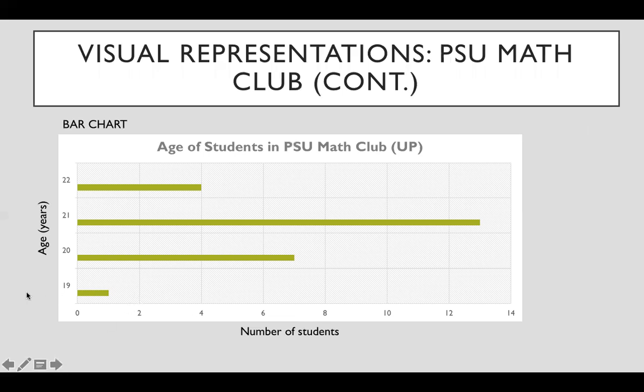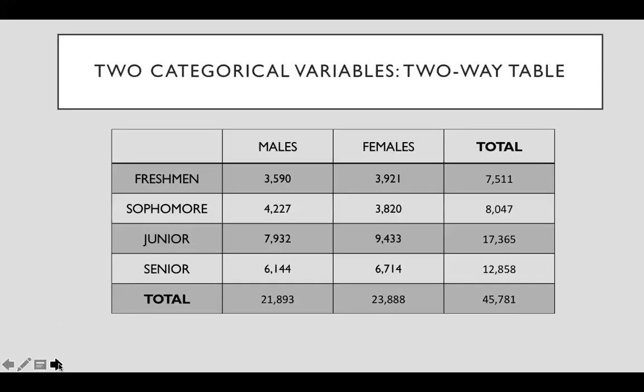And then you can use a bar chart, which is similar. It just puts it in a different perspective for seeing the data, but it's the same data. All right, for two categorical variables, you can use a two-way table. Here our two categorical variables are gender and class standing. You can see each class standing is broken down by males and females, and you have the total.